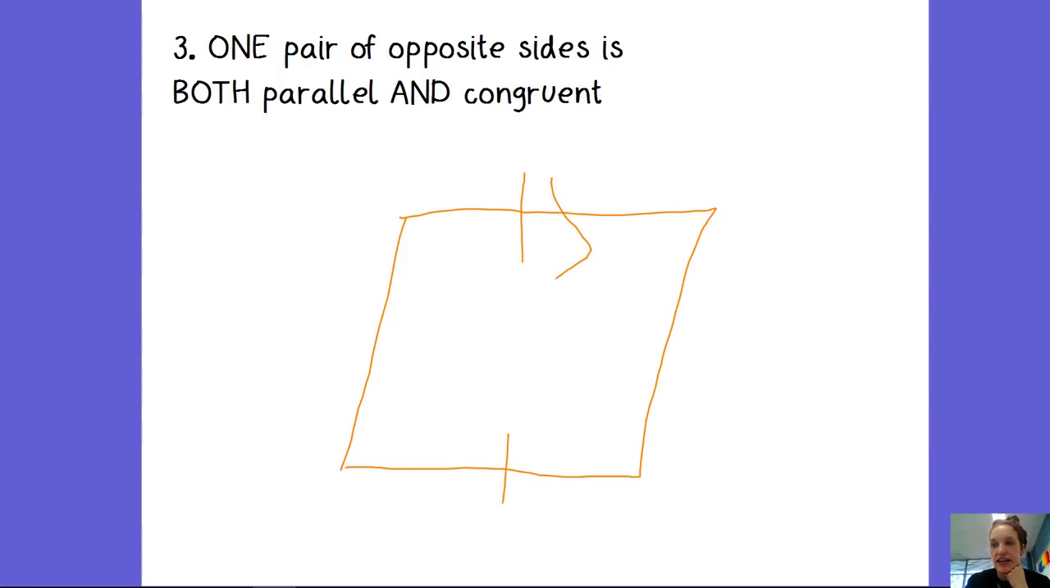My third condition is if I have one pair of opposite sides that is parallel and congruent at the same time. Parallel I mark with the arrows, and congruent I mark with the tick marks. Notice this pair of opposite sides is simultaneously parallel and congruent. If I know that one pair of opposite sides is parallel and congruent at the same time, that's enough info to say that this figure is definitely 100% a parallelogram.